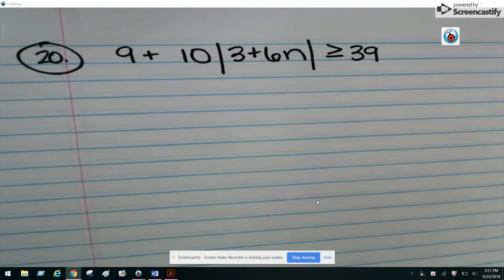All right, we've reached our last problem of the study guide. Congrats. So we're looking at number 20, and this again is an absolute value inequality.